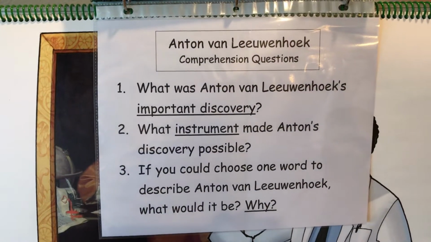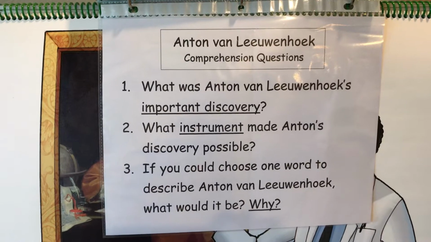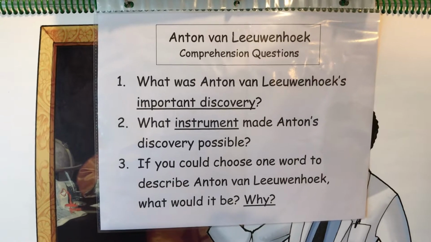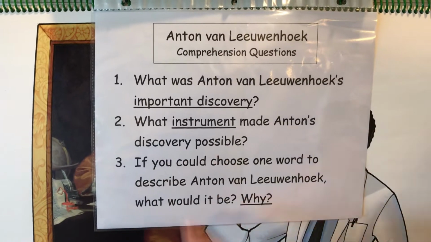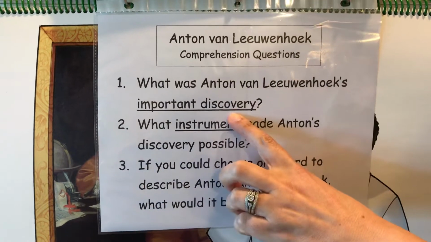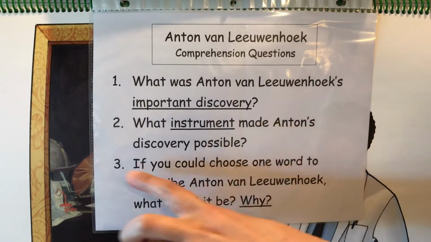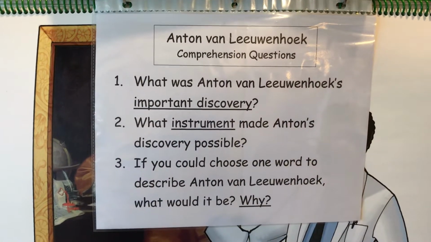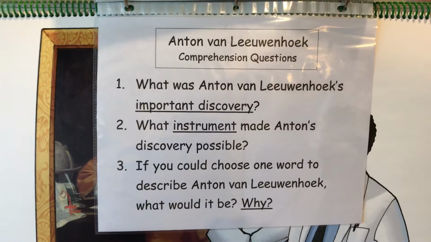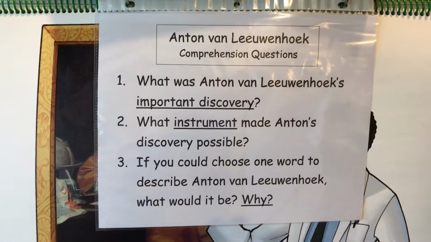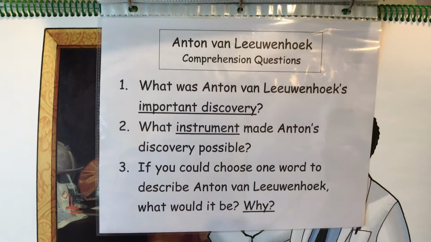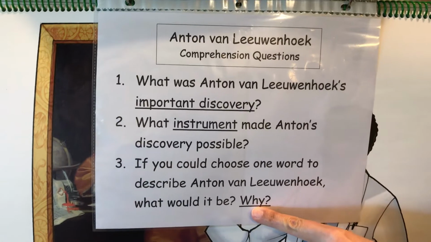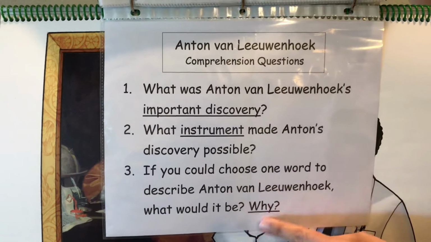Now, at the end of this lesson, you're going to need to answer these three questions. The first question is, what was Anton van Leeuwenhoek's important discovery? Number two is, what instrument made Anton's discovery possible? And then the third one is, if you could choose one word to describe Anton van Leeuwenhoek, what would it be and why? So don't just tell us a word, tell us why you chose that word.